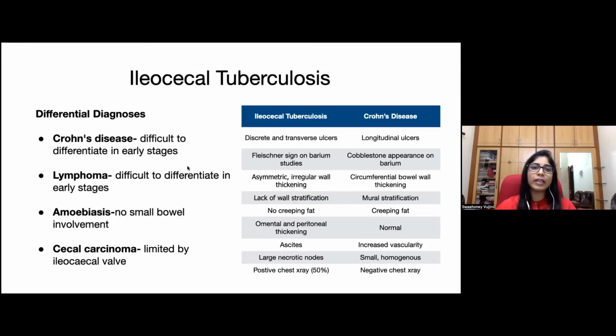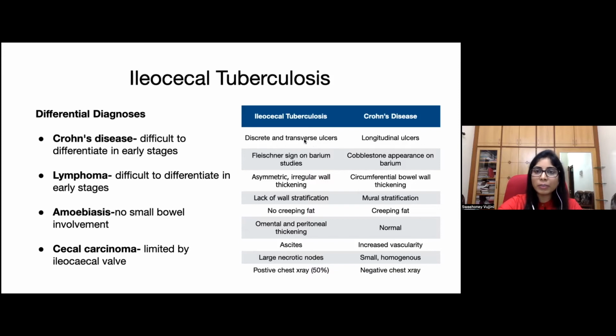The differential diagnosis for ileocecal tuberculosis includes Crohn's disease, lymphoma, amoebiasis, and cecal carcinoma. Crohn's disease is very difficult to differentiate in the early stages. These two are very similar. So here is where radiological imaging plays a major role. This is a table showing the differences between ileocecal tuberculosis and Crohn's disease.